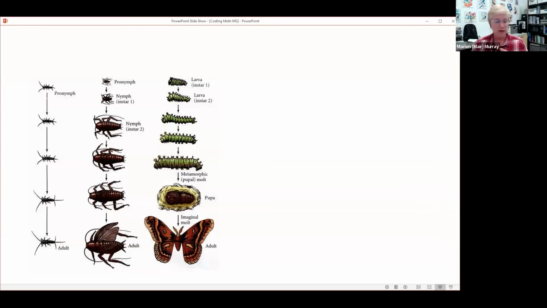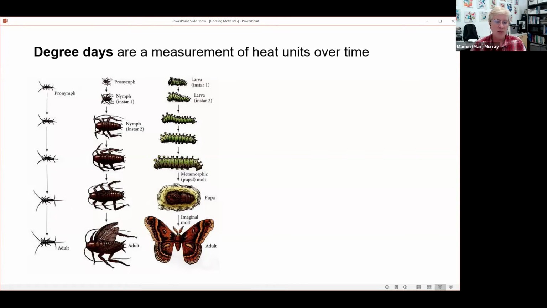Okay, so why are we using this information? Well, insects develop from an egg to an adult based on the amount of heat that's available in the environment. So if it's not a lot of heat, they're going to develop very slowly. If there's a lot, they'll go from an egg to an adult very quickly. And we can measure that amount of heat through what's called degree days.